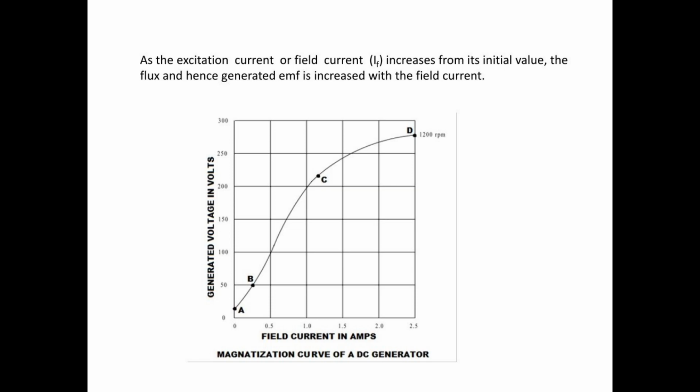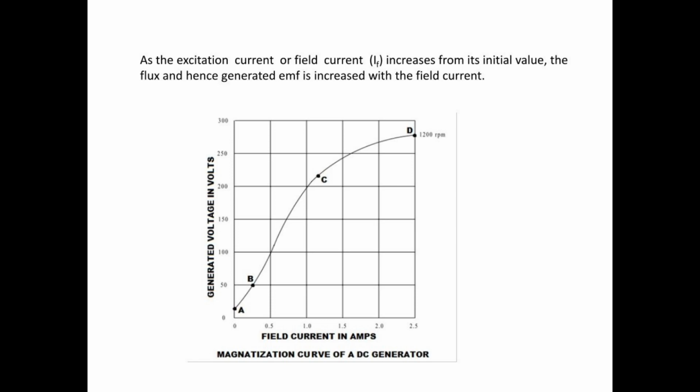See, whenever the current in the field increases, the flux produced per pole also increases, right? So here Ez is proportional to flux, then the generated EMF also increases, right? So see here, it does not start at 0, it starts at some point A. Okay, so what is the reason behind this? The reason behind this is residual magnetism, right?